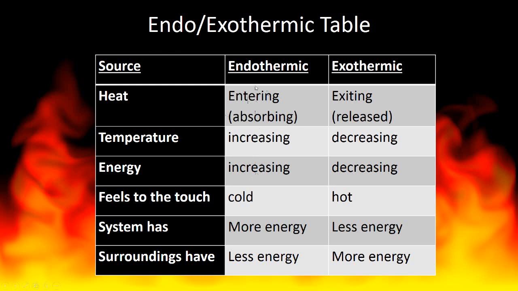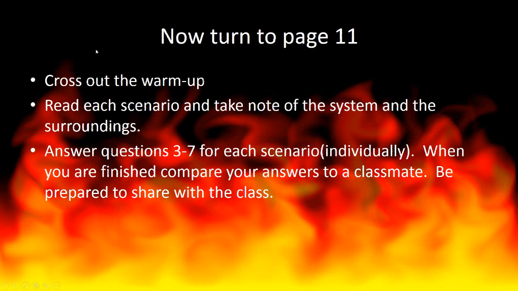Okay, so once you've had a chance to write all these things down, then I'd like you to turn back to page 11 in your packet. Cross out the warm-up at the top. We're not going to worry about that since we've already beat that to death. But I'd like you to read each scenario on page 11 and page 12 and take note of the system and the surroundings. That's defined for you for each scenario. It explicitly tells you which thing is the system and which thing is the surroundings.